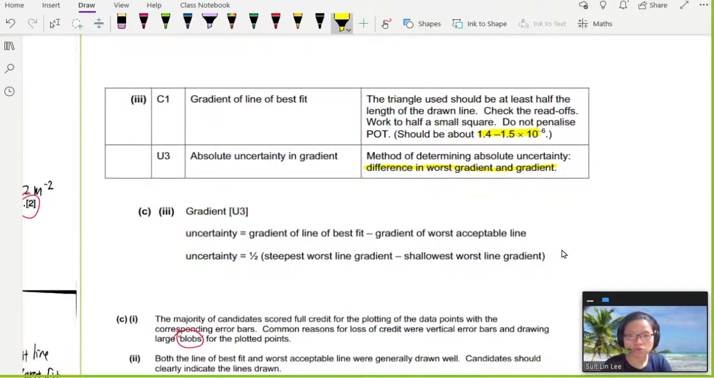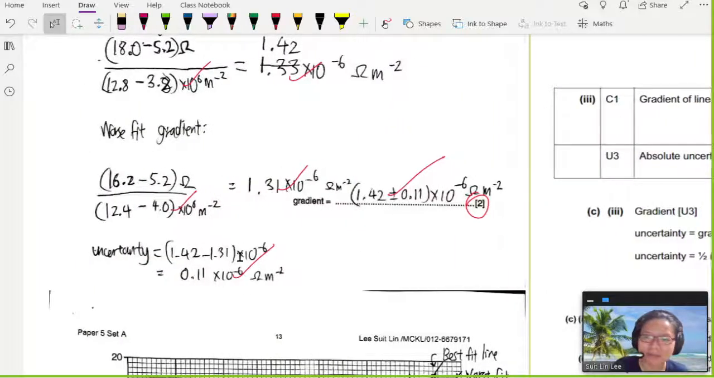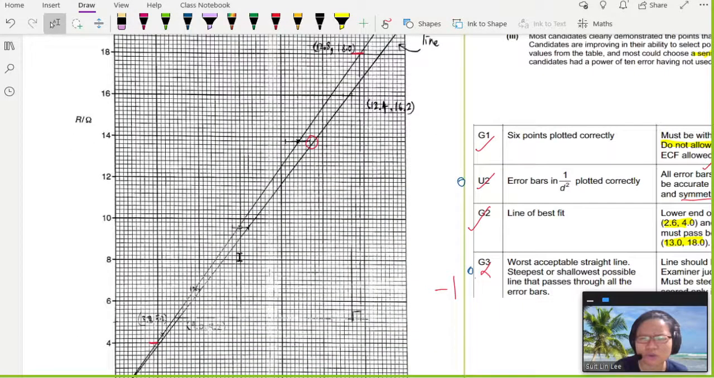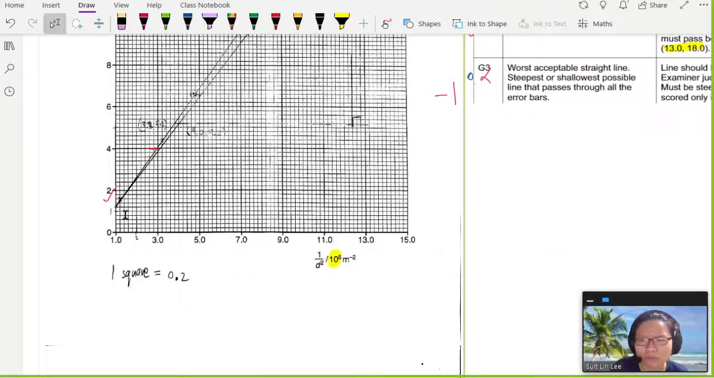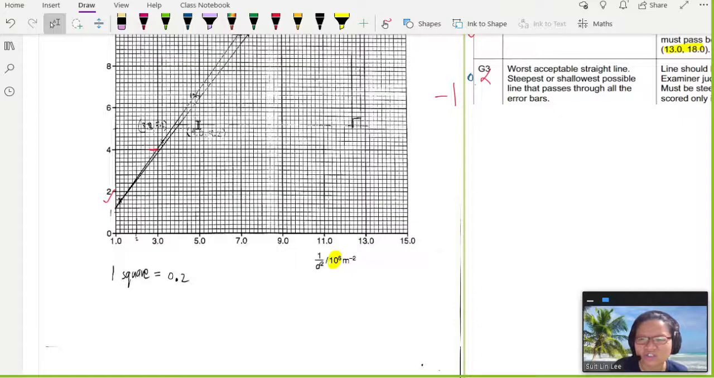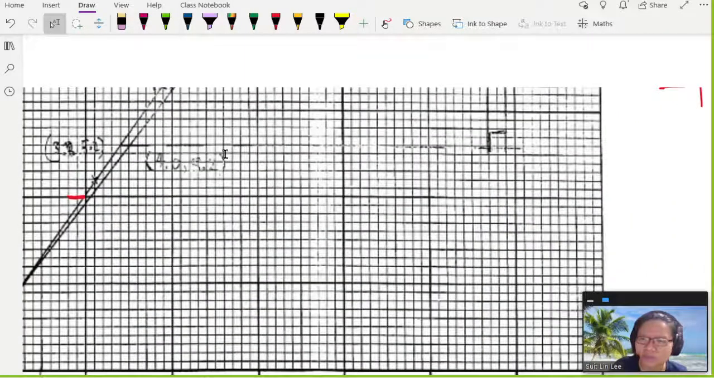So there are two ways to find the uncertainty in your gradient. You can take best fit line minus worst fit line, or you can take half the range: steepest and shallowest worst fit line, subtract and divide by 2. But if you do that, this means you have to draw 3 lines. You have to draw another line from the left side of this error bar to the bottom. Nobody wants that.